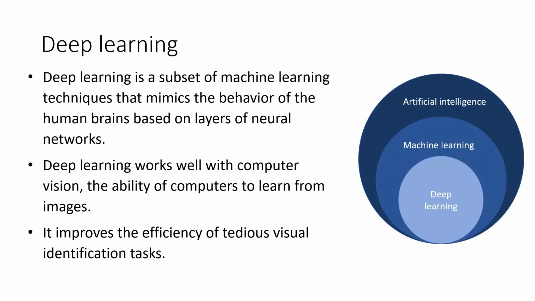So just a little background on deep learning. Deep learning is a subset of machine learning techniques that mimics the behavior of the human brain based on layers of neural networks. One area of artificial intelligence where deep learning has done well is in computer vision, which is the ability for computers to learn from images. It improves the efficiency and the automation of tedious visual tasks, and deep learning in ArcGIS Pro can be used for image classification, object identification, and object classification.